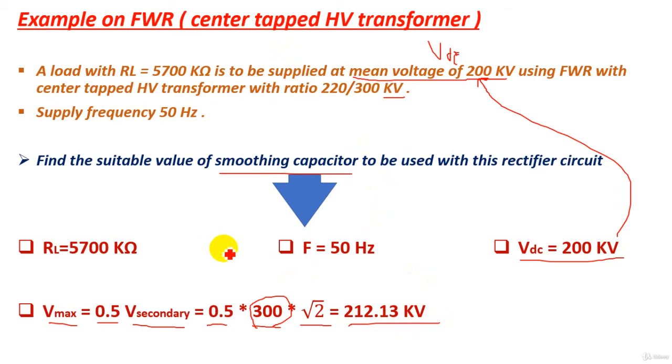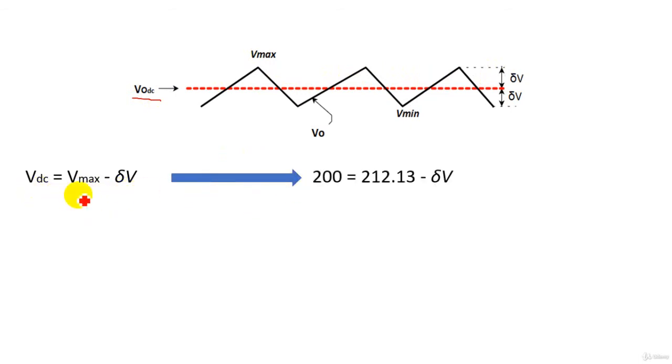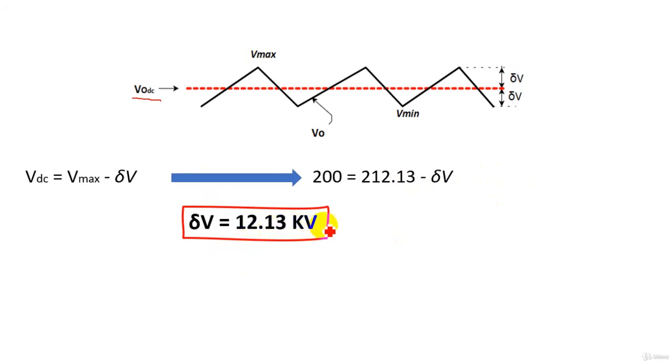Now we want to obtain the value of the capacitor. We can make use of the simplified waveform of the full wave rectifier circuit to obtain the ripple voltage. From this waveform, we know that the DC voltage equals the maximum voltage minus the ripple voltage. If we subtract the ripple voltage from the maximum voltage, we will obtain the DC out voltage from this simplified waveform. By substituting with the maximum voltage and the DC voltage, we will obtain the ripple voltage. So the DC voltage is 200 kilovolt, and the maximum voltage is 212.13 kilovolt. From this equation, we can obtain the ripple voltage, which is 12.13 kilovolt.